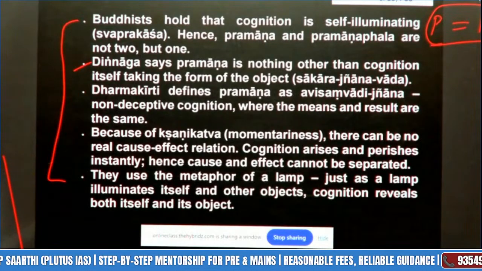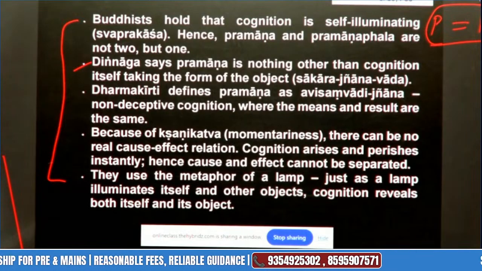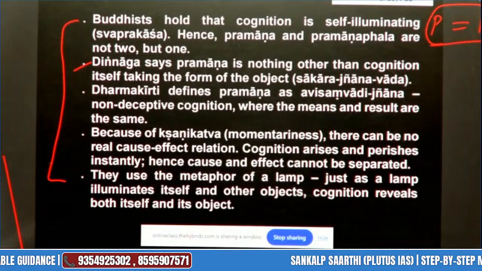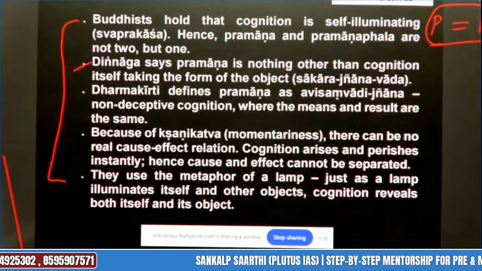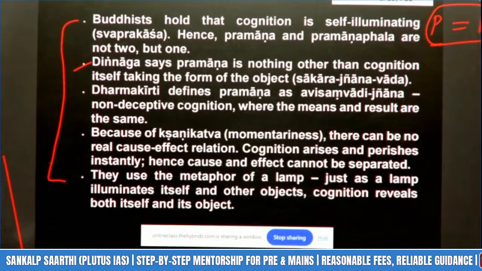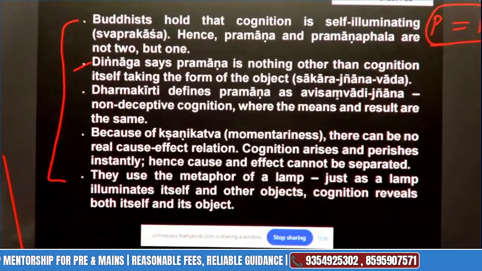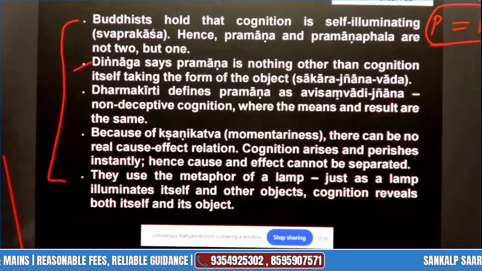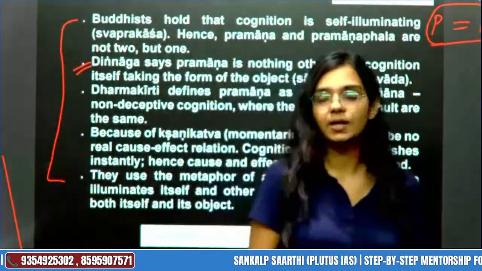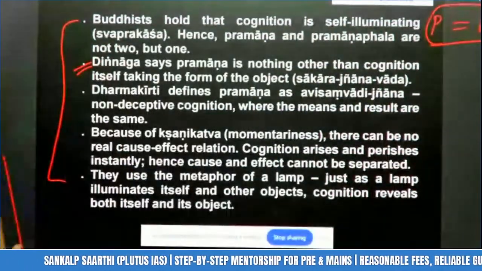Dharmakirti defines pramana as avisamvadi jnana, non-deceptive cognition where the means and results are the same. Because of kshanikatva, there can be no real cause-effect relation. Cognition arises and perishes instantly. Hence, cause and effect cannot be separated. They use the metaphor of a lamp, just as a lamp illuminates itself and other objects, cognition reveals both itself and objects. So, whenever any philosopher is giving examples, you have to write them. The example is given here of a lamp, so you have to mention it. Okay.